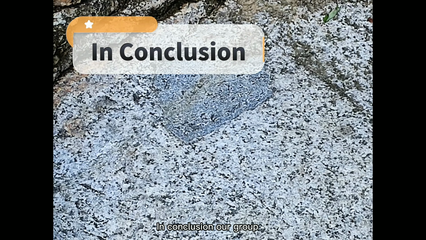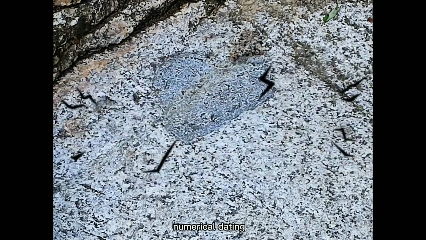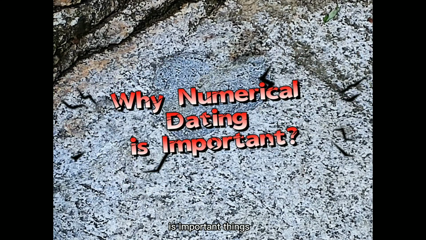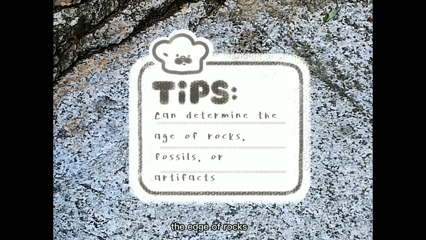In conclusion, our group has presented about definition, functions, examples, advantages and disadvantages. Last, I need to mention that numerical dating is important since it is a popular dating method among scientists and geologists, and it can determine the age of rocks, fossils, and artifacts.